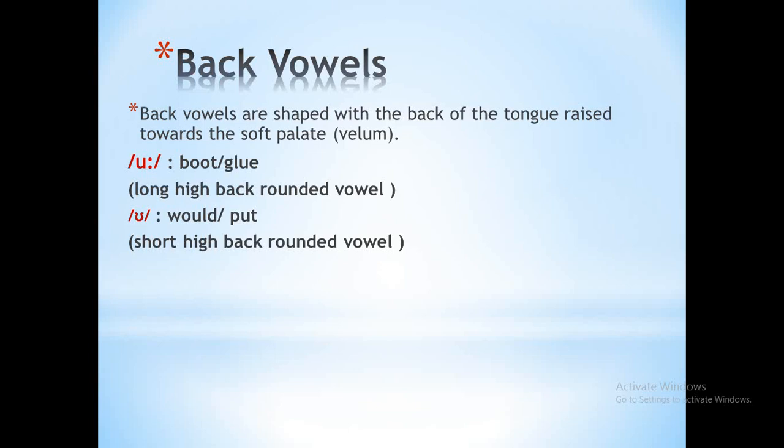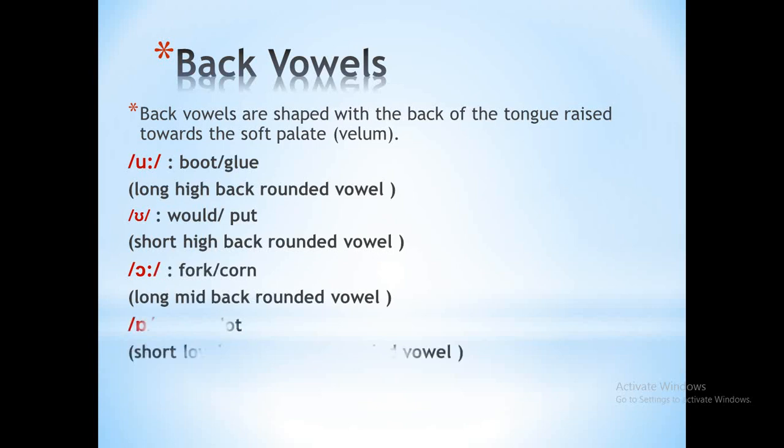What's the difference between rounded and unrounded? Actually, with rounded, the lips form a circular opening, and with unrounded, the lips are relaxed. So the third one is O, like fork or corn: long, mid, back, rounded vowel. And we have O, like dog or plot: short, low, back, slightly rounded vowel.